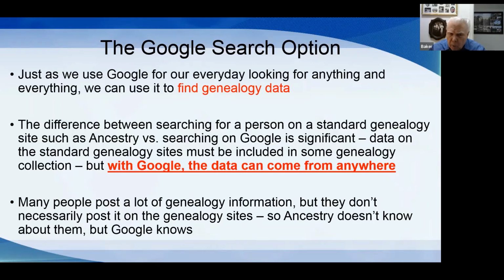And third bullet, many people post a lot of genealogy information. I think 10 times, 50 times as many people post genealogy information, but they don't post it on the genealogy sites. They've got their own site, or they just want to post it somewhere. Ancestry doesn't know about them. FamilySearch doesn't know about them, but Google knows about them because Google knows everything.